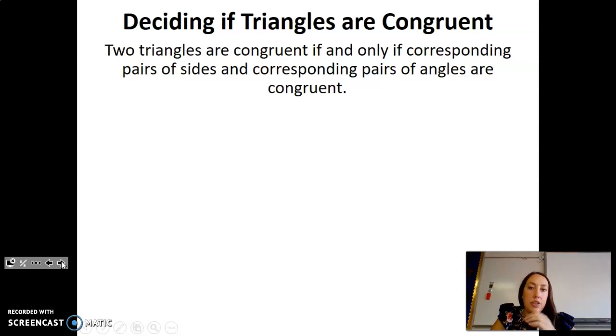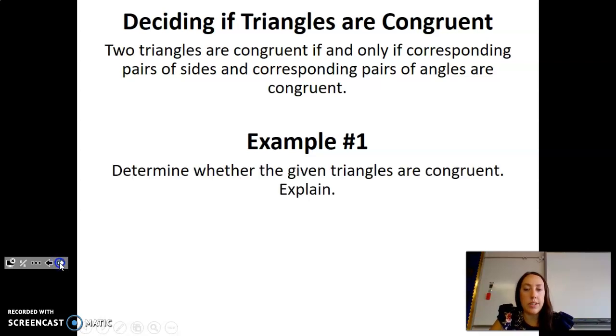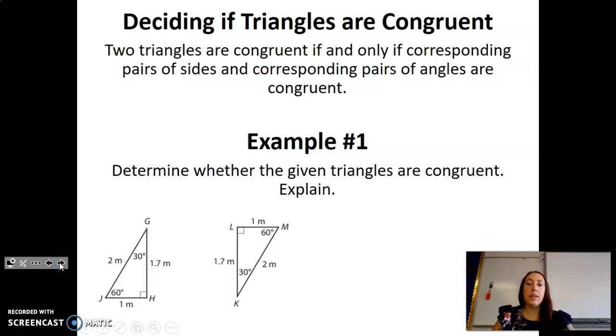So let's talk about how we decide if two triangles are congruent to one another. For now, we know that two triangles are congruent if and only if all the corresponding pairs of sides and all the corresponding pairs of angles are congruent. So you basically have to check the three sets of sides, you have to check the three sets of angles, and you have to see if they're the same between the two triangles. So let's do an example. We'll determine whether these two triangles are congruent.